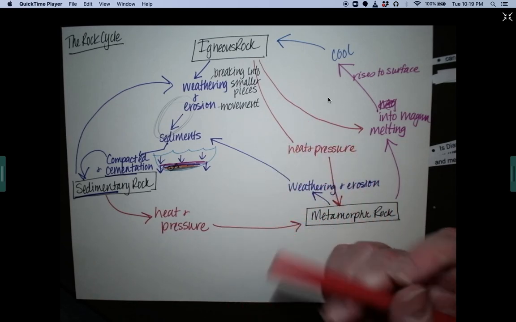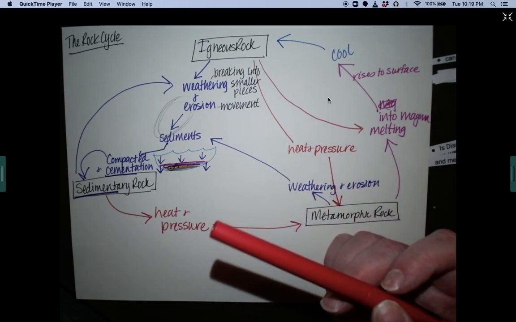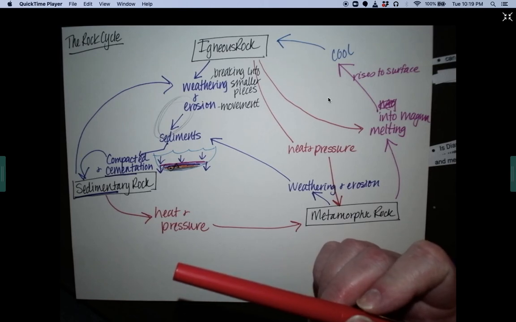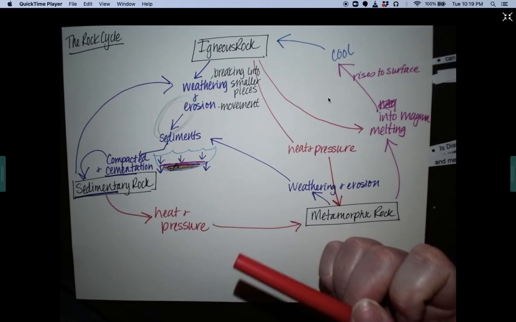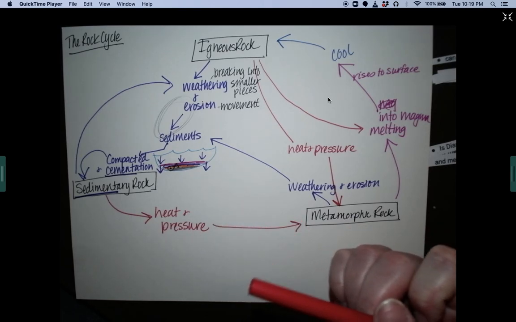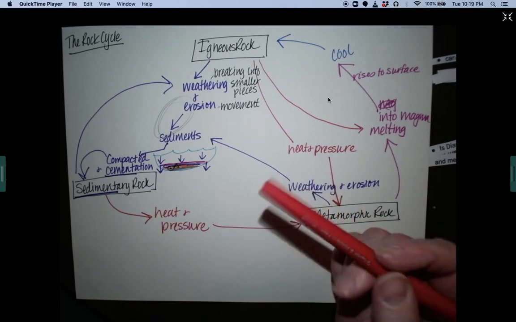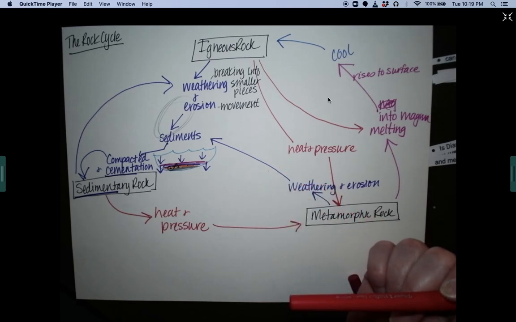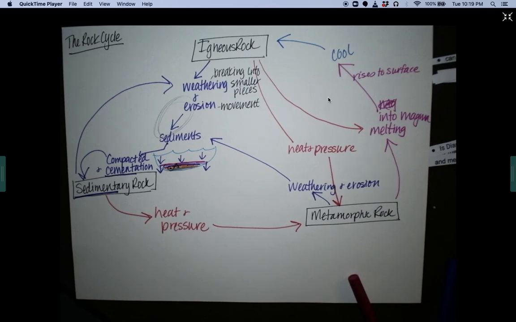Okay, so I think that's all the questions about that, but how long does it take to go back to magma going through the whole cycle? Ooh, I don't know that. I'm going to have to look that one up. That's a very good question. I'm going to pull this one off to the side.